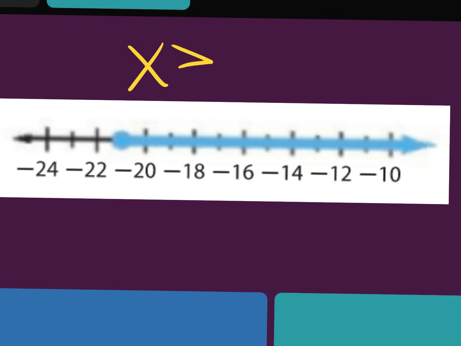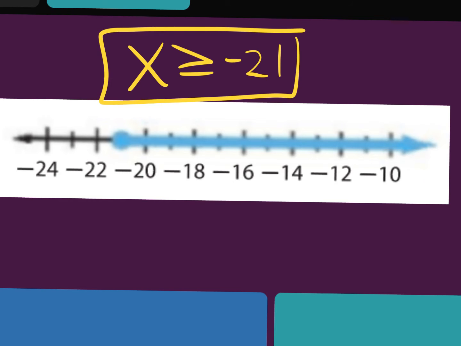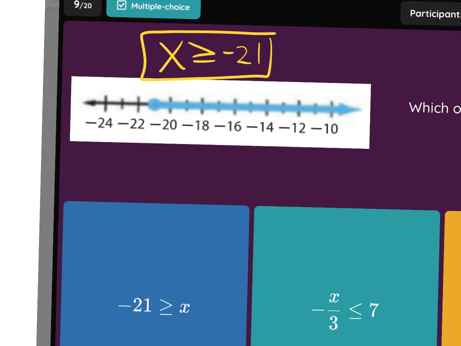Now, is it a solid dot? As you can see, yep, it's filled in. There's no open hole right there. That's a solid dot, so it must have a solid line underneath your inequality. And that value is between -22 and -20. That's obviously going to be -21. So this is the answer that we're looking for. X is greater than or equal to -21.